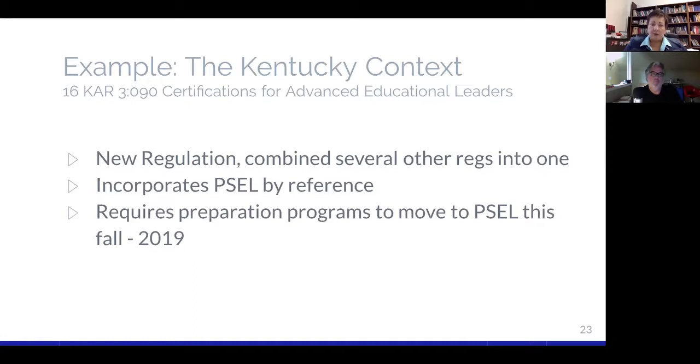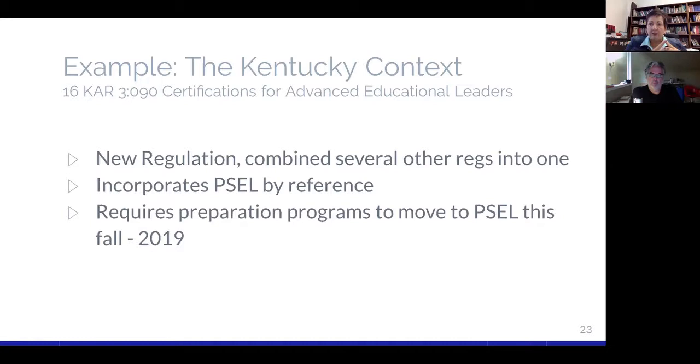So over the summer, there was a new regulation that was codified. It took several regulations around leadership certification and preparation and bundled them together in 16 KAR 3:090, entitled Certifications for Advanced Educational Leaders. So this new Uber reg is the one that guides the development for us in higher ed of principal preparation programs, and quite likely will be the same reg that guides the evaluation of principals moving forward.